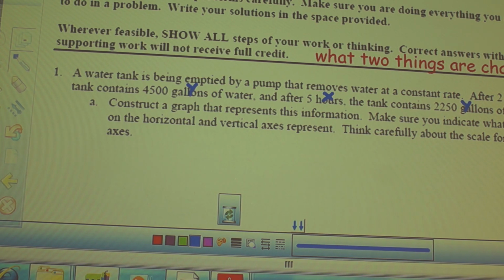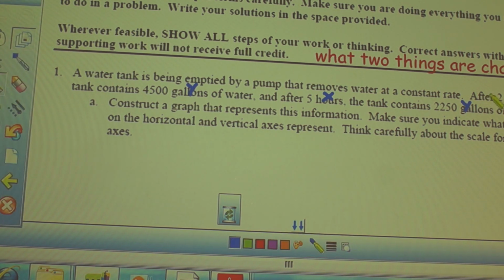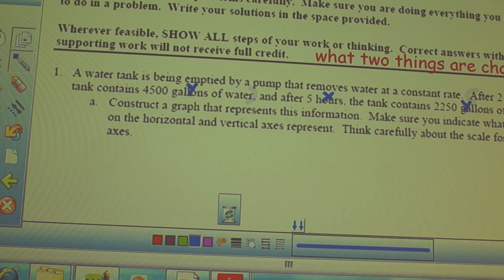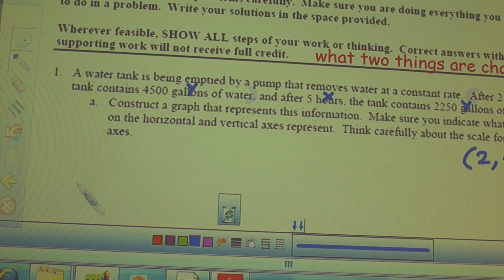So, what does this one go with? 2 hours goes with what? 4,500. Okay, great. So we have 2 hours, so this one goes with that one. So that's going to be 2, comma, 4,500. That's my first point. What's my other point?